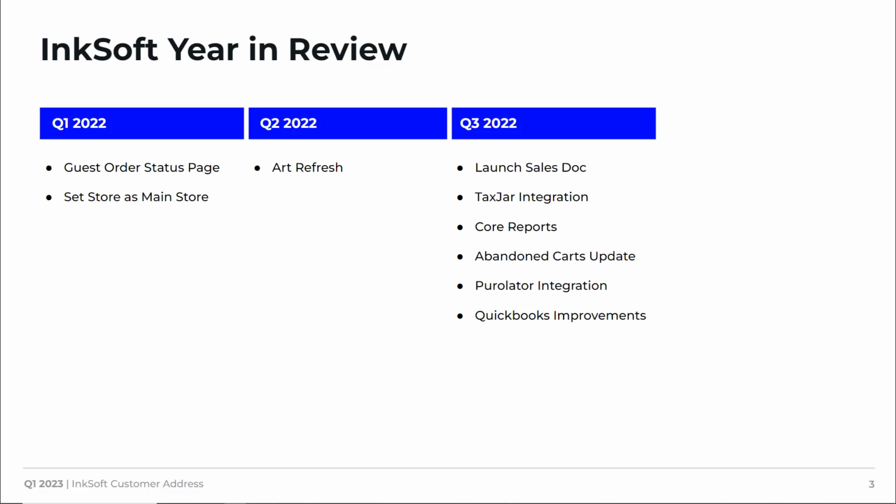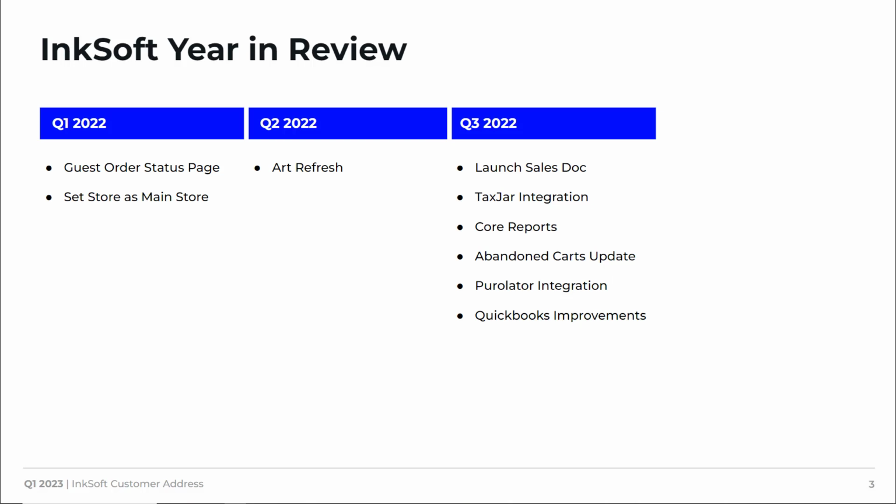We also added Purolator integration. This adds a new integrated shipping vendor for Canadian customers. This integration supports the ability to get real-time rates, as well as the ability to purchase shipping labels through the InkSoft UI or ShipStation. There were also improvements made to QuickBooks integration.